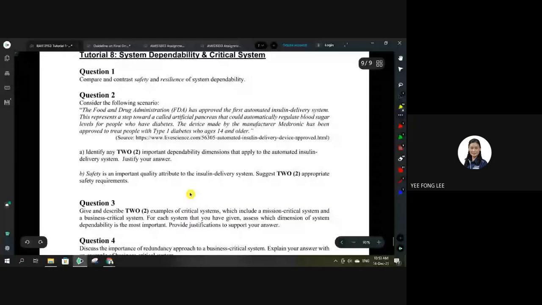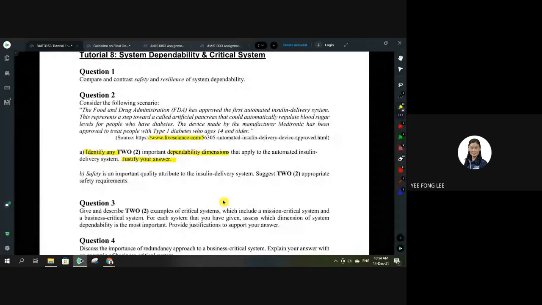Okay, come back to the tutorial here. Tutorial question number 1. Compare and contrast safety and resilient system dependability. Question number 2. You may read further in the source listed here. Identify only 2 dimensions and justify.